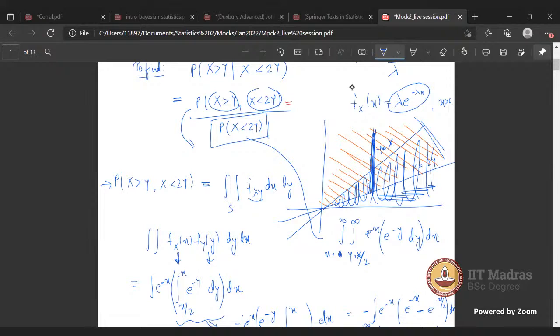And here you have x less than 2y. So this is your line x equals 2y, and you want 2y to be greater than x, so you should go to the y-axis side. So this is the orange shaded region.